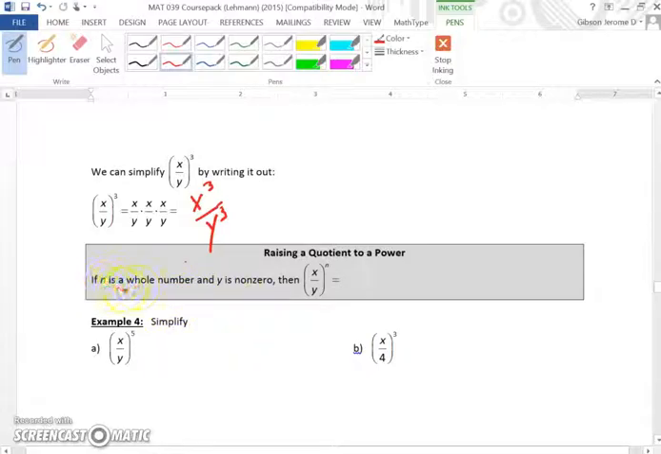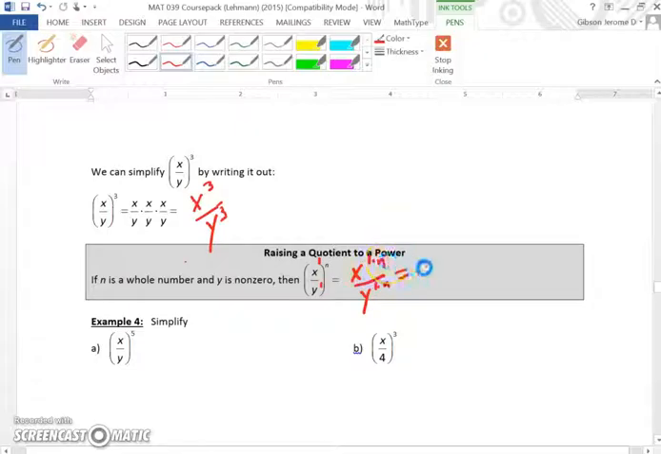Now it says here, if n is a whole number and y is non-zero, then x over y to the n equals this here. Now listen, remember this x is assumed to be taken to the 1st power, and this y is assumed to be taken to the 1st power. So whenever we take a power to a power, we multiply.